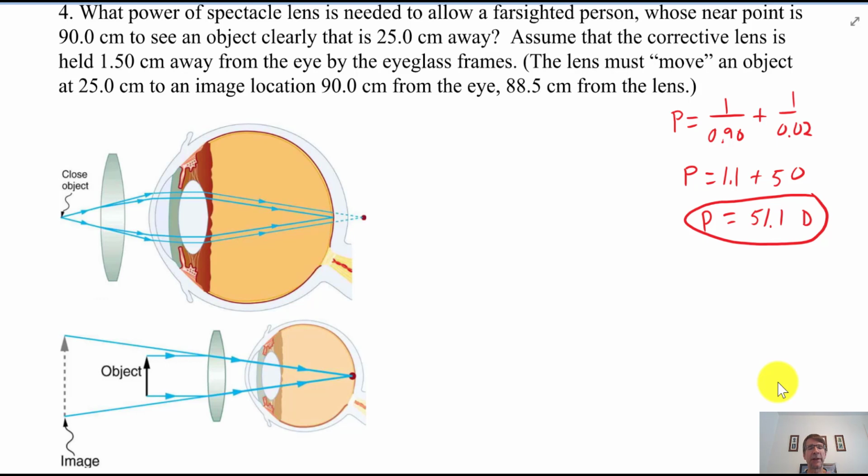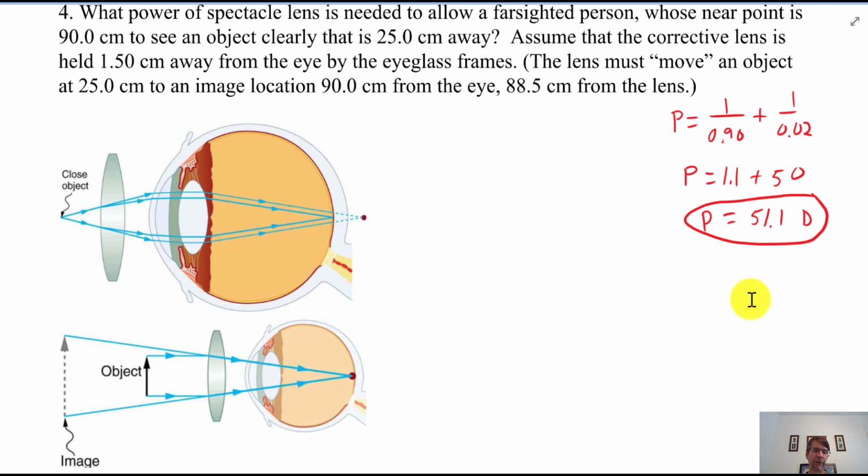Before I do that, once again, something you didn't need to do here, but I did it anyway, just to show you without corrective lenses. This is without the corrective lenses over here. The power of this person's eye, because they can clearly focus on something that's 90 centimeters away, but nothing closer than that. That's their near point. So if we have an object at the near point, 0.90 meters away, your image distance still has to be focused on the retina behind the lens, 2 centimeters. So that's 50 plus 1.1. The power of the eye in that case is 51.1.